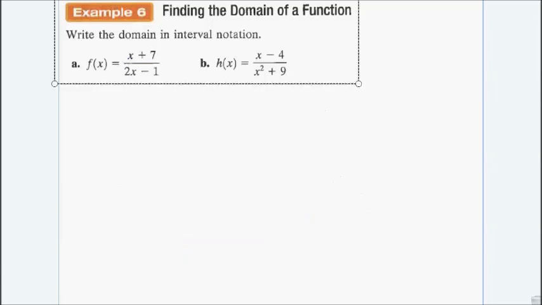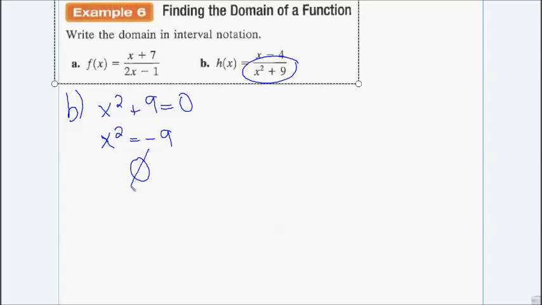Okay, for b, our denominator is x squared plus 9. So we're going to set that equal to 0. Okay. Which would mean that x squared would equal -9. Everybody so far following me? Which means there's no solution to that, right? There's nothing I can square that gives me a negative. You guys all agree? Okay.